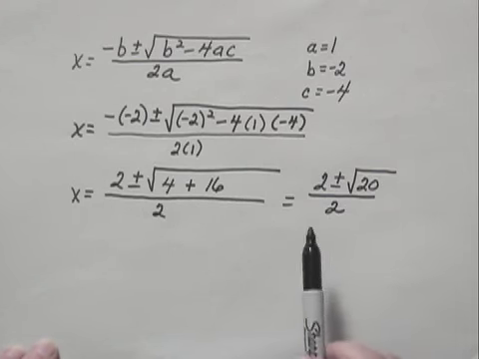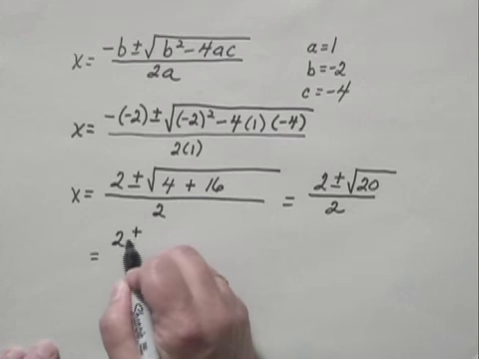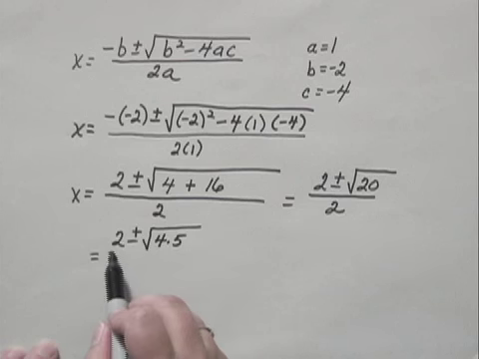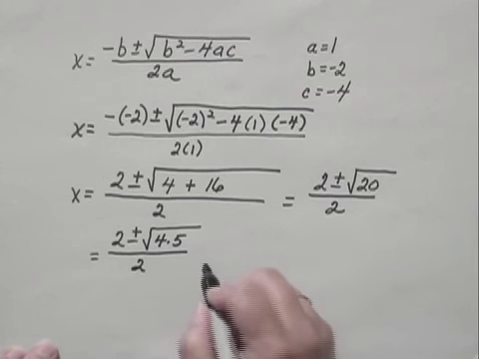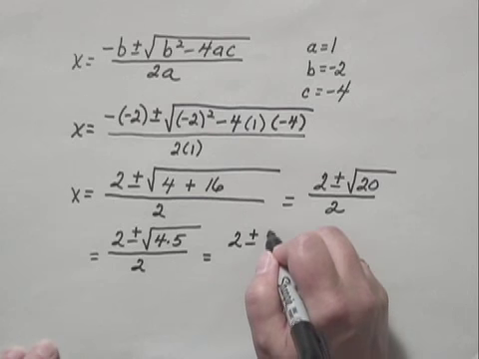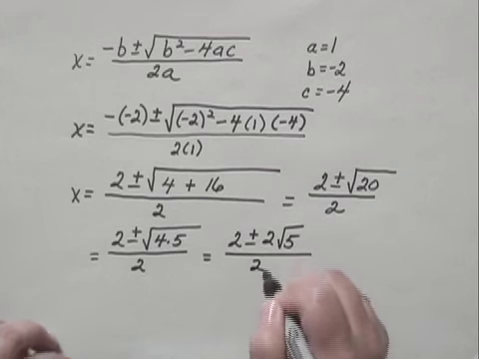Now let's see if we can simplify further. 20 is 4 times 5. So that equals 2 plus or minus the square root of 4 times 5 all over 2. And the square root of 4 is 2, so we can write this as 2 plus or minus 2 times the square root of 5 all over 2.